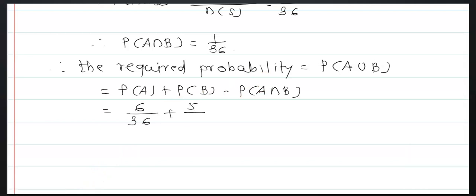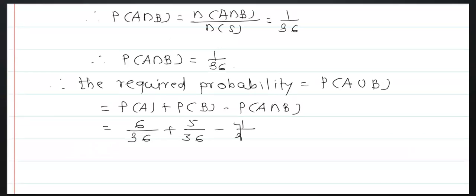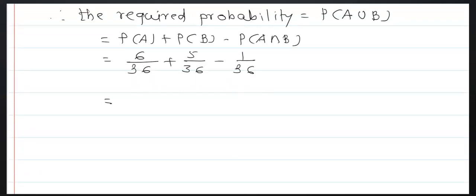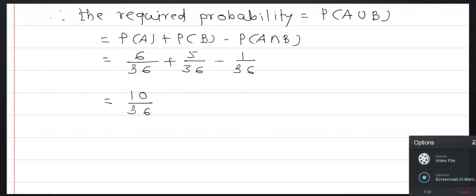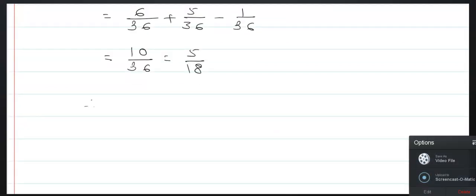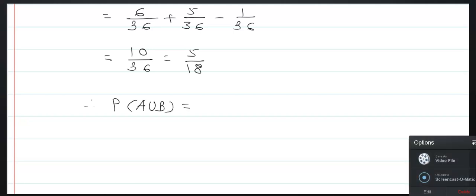Therefore, 6 upon 36 plus 6. Second, 5 upon 36 minus 1 upon 36, and solve this. That is 10 upon 36. This is the probability, which is nothing but 5 upon 18. P of A union B is equal to 5 upon 18.